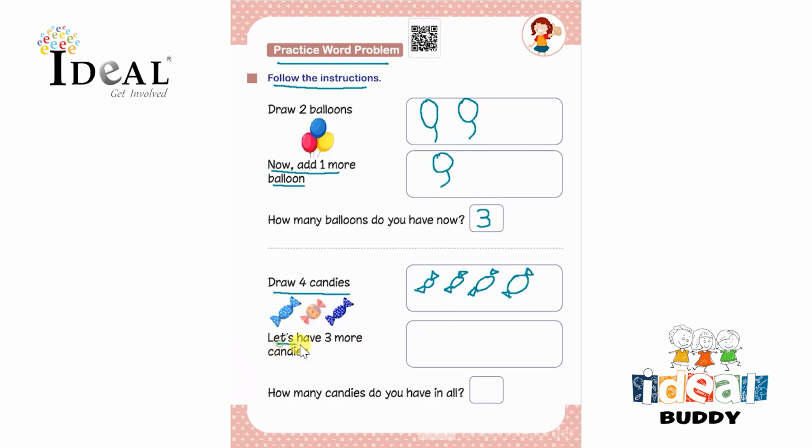After that it's given let's have 3 more candies. So they will be again drawing 3 more candies here. 1, 2 and 3. So 3 more candies here. How many candies do you have in all? So 4 plus 3 equals to 7 candies in all.